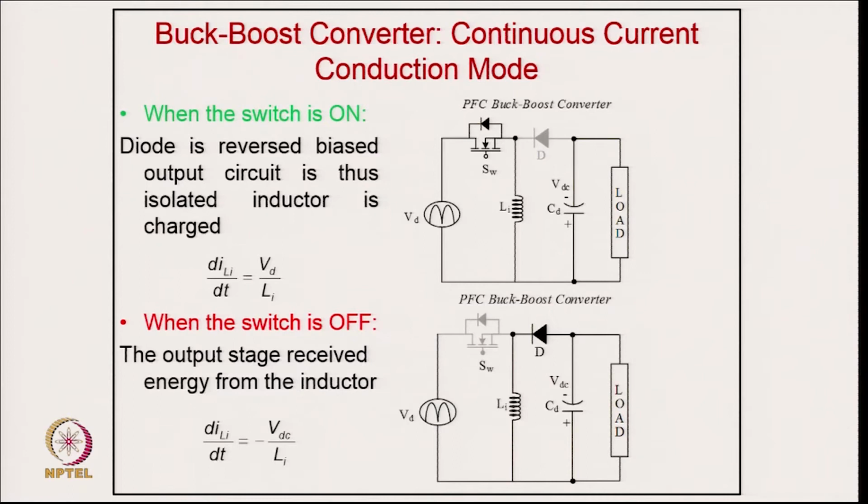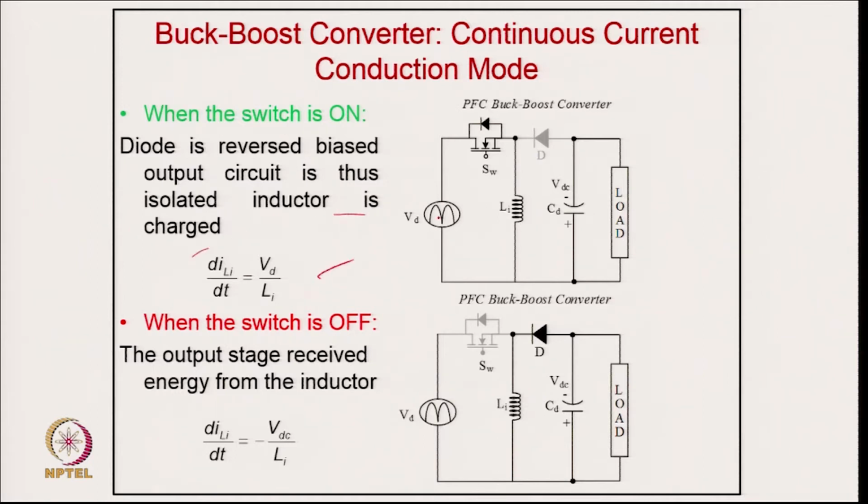So this buck boost converter, if we talk about it first in continuous conduction mode for the analysis. When the switch is on, the diode is reverse biased, as you can see here. You are just shorting the input supply across the inductor, and the output capacitor is giving the energy, or power, to the load, and the circuit is isolated and the inductor charges.